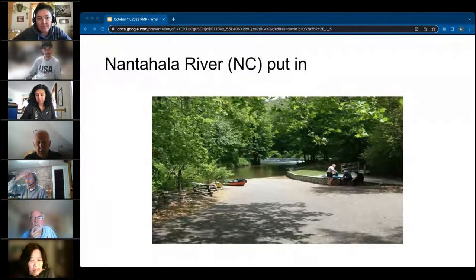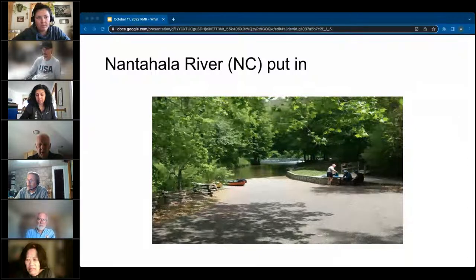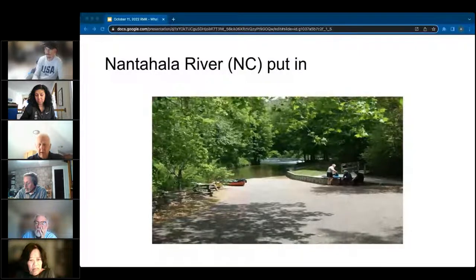This, I think, is an example. This is a high volume put-in at the Nantahala Outdoor Center, or actually the Nantahala River in North Carolina, where we have probably 300,000 plus river users per year, very high volume. They have, I think, a very attractive put-in here. It actually is just a put-in. No one takes out here because this is the beginning of the trip where the water appears.